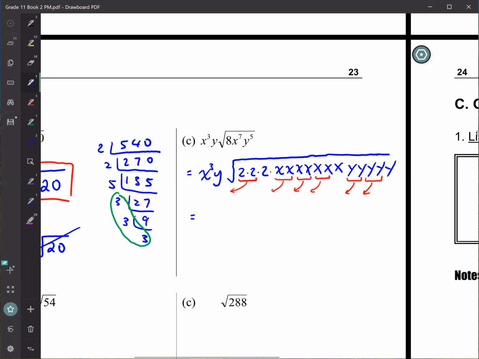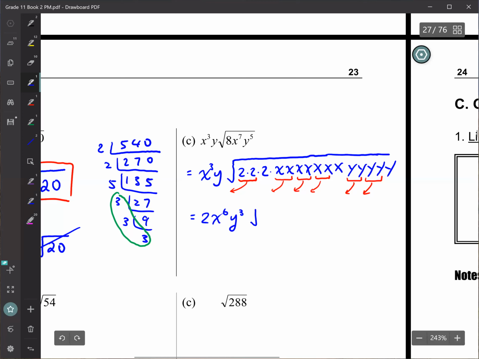It should be 2x to the power of 3. It already has x to the 3 on the outside, so they will join together. 2x to the 6. Yes, very good. And then y to the 3. Y to the 3, very good.